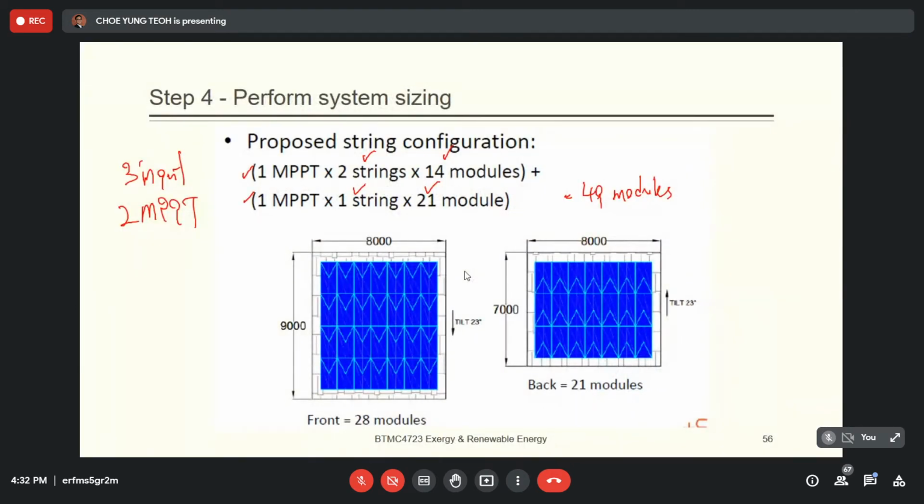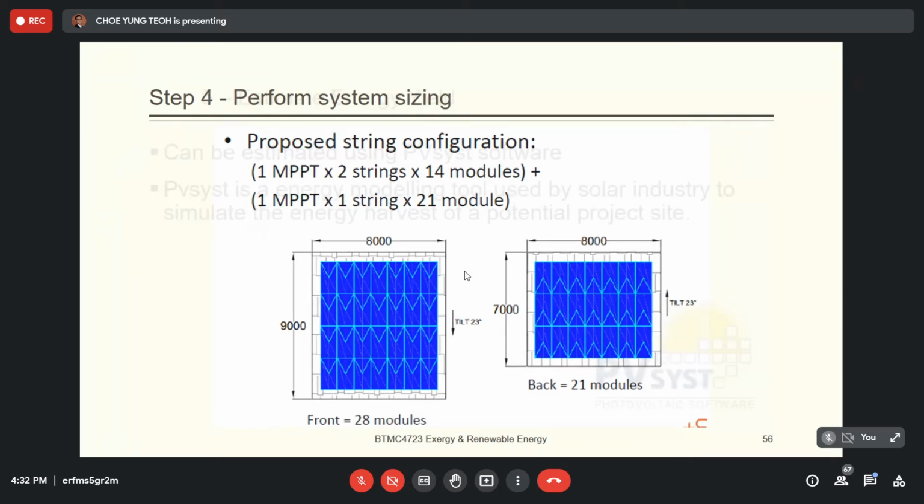Is that okay until this point? How many can you connect in series? How many can you connect in parallel? Okay, no problem. Then we move to the last part.